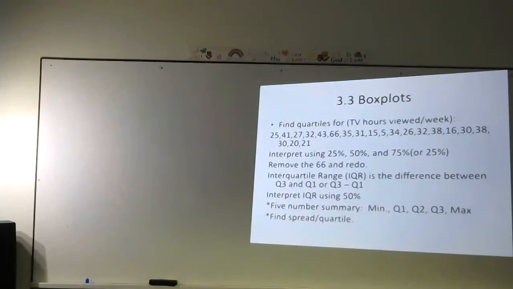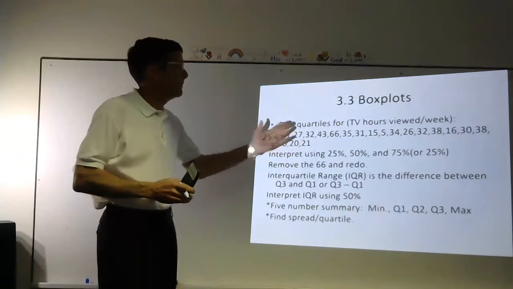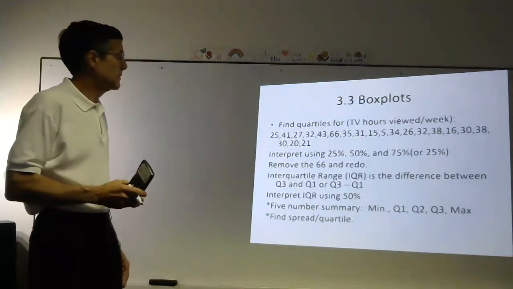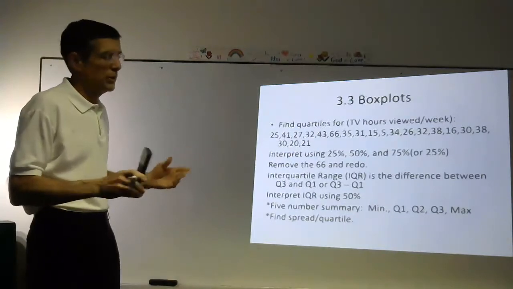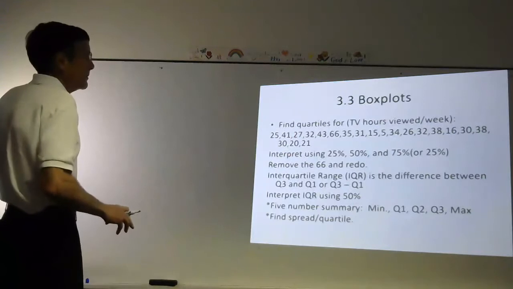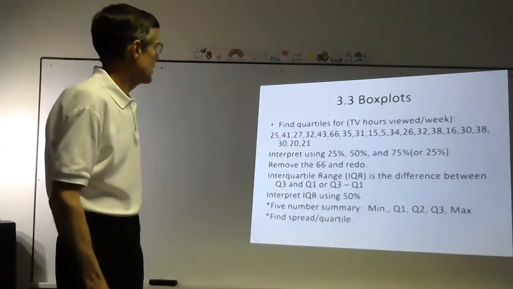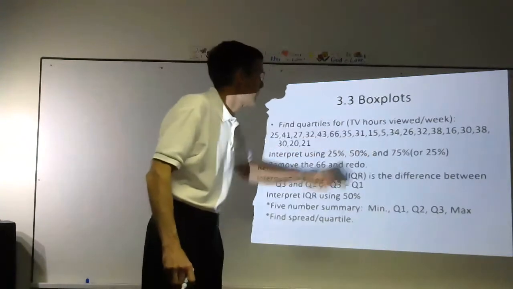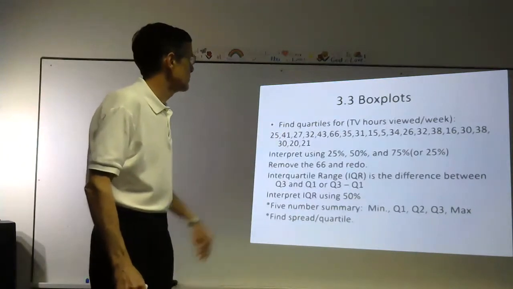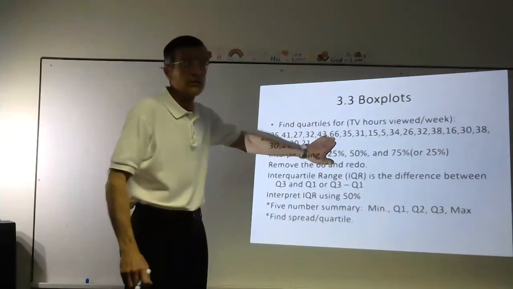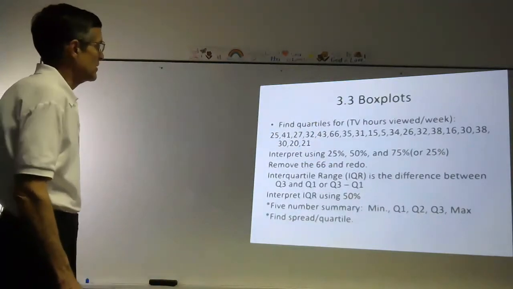So let's get started. These are the hours of the amount of TV that people watch per week, okay? Now, to do this, you've got to get the data put in order. All right, and this is always a pain in the neck. So what have I got here? I've got from 5 as the smallest, and it goes the whole way up to, what, in the 40s? Oh, somebody watches a lot of TV, 66. So it's going to go the whole way from 5 up to 66.